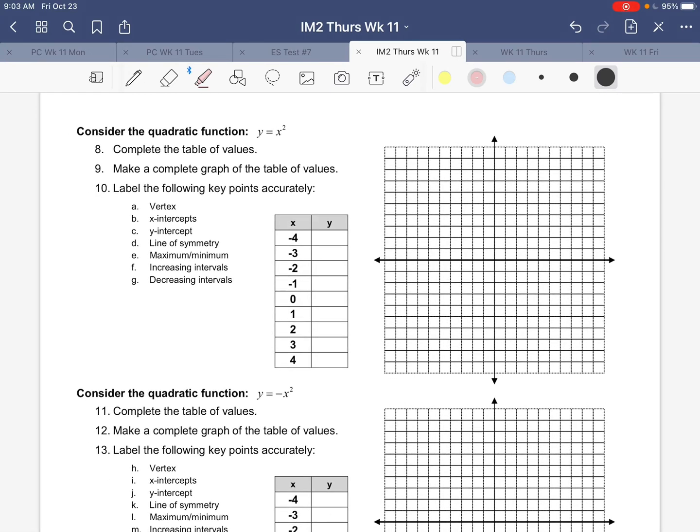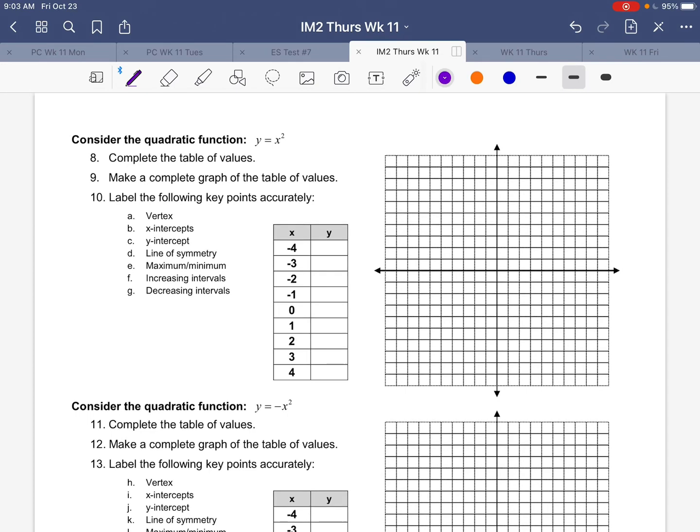First I'm actually going to start on the second page because this one is the basic graph of a quadratic equation. Where we're headed in the next few weeks is graphing any type of quadratic equation in the form y equals ax squared plus bx plus c. So this here, y equals x squared, is our basic parent graph.